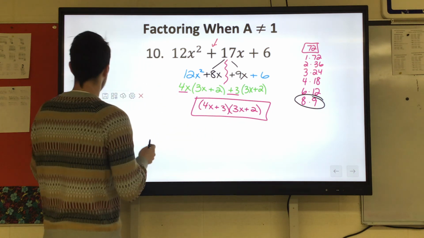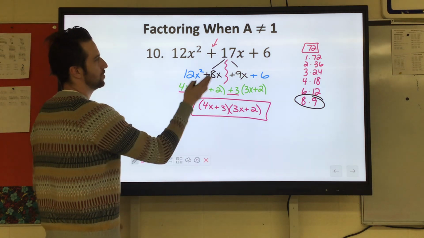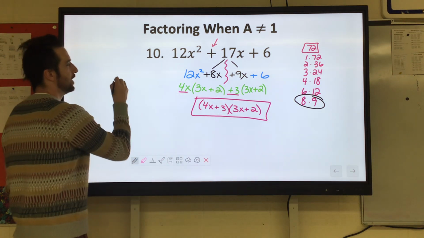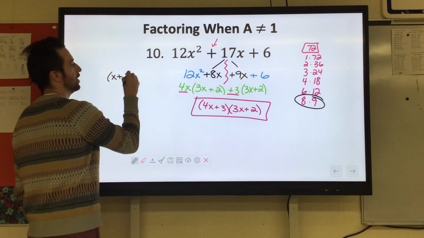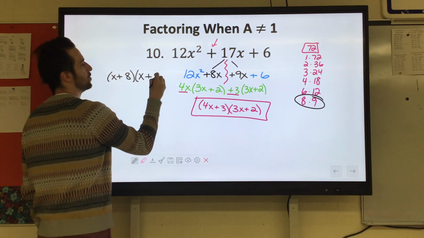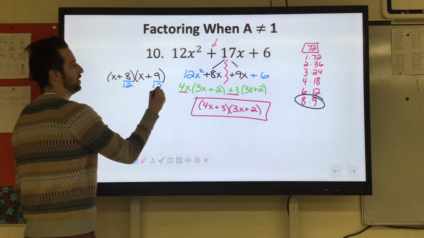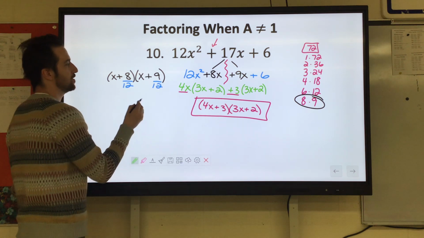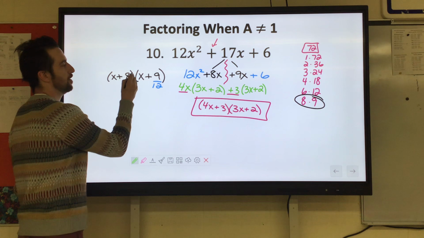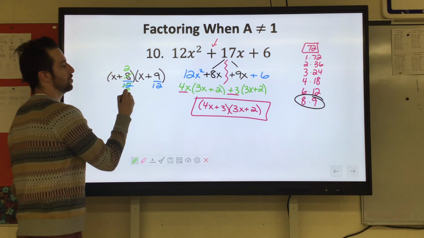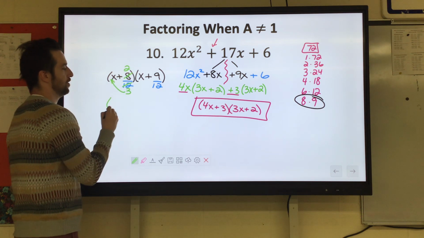If you want to try it the other way, factors of 72 that add up to 17 are 8 and 9: x plus 8, x plus 9. We'll try to divide them by the number in front, the 12. Neither one can divide by 12, but we can simplify them. 8 and 12, you could divide them both by 4. It's 2 over 3. We'll move the 3 to the front.